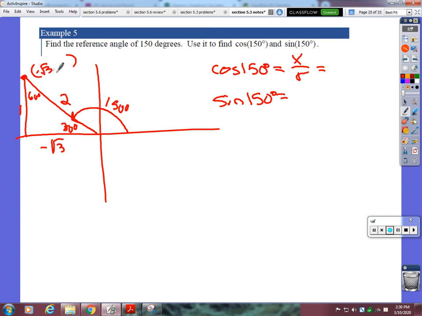Negative square root of 3. What's the radius? 2. Awesome. What is the sine of 150? That's y over r. What is the y coordinate of this point? 1. So it's 1 over 2 or 1/2. Okay? That's it. That's the game.